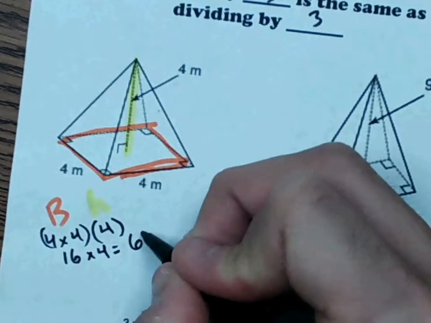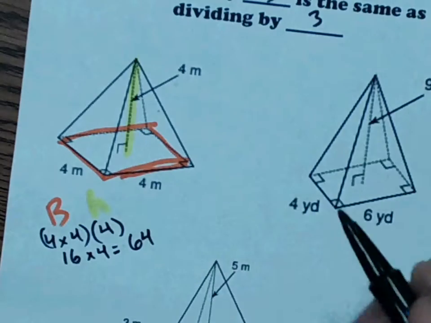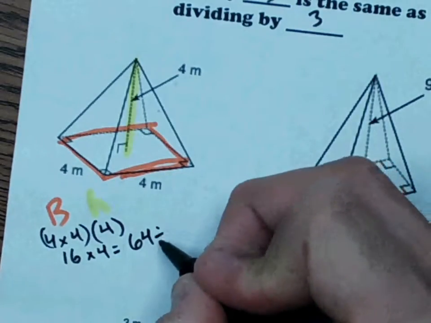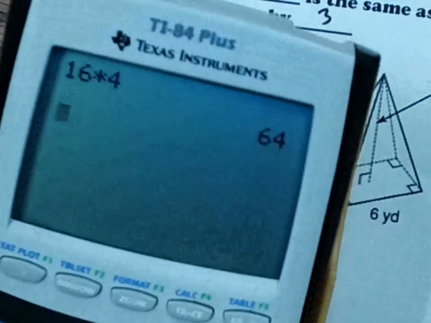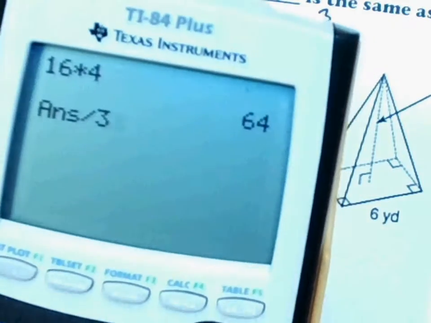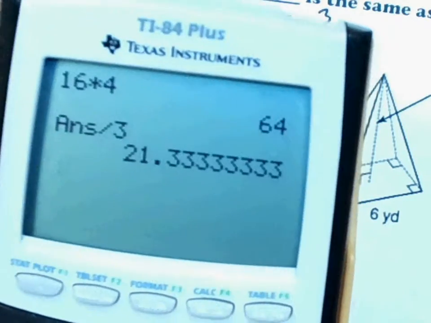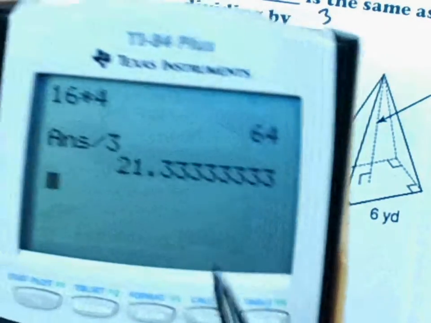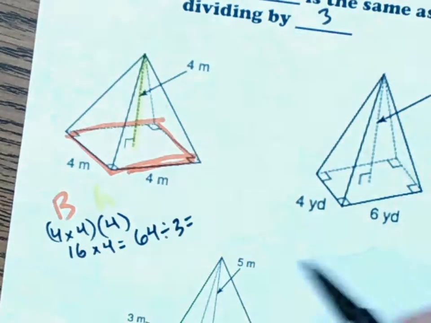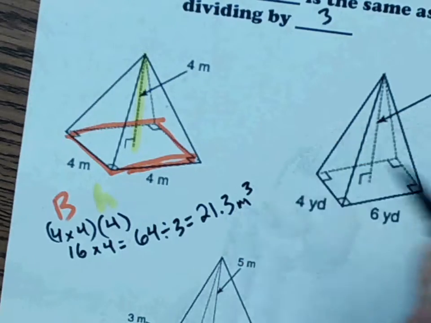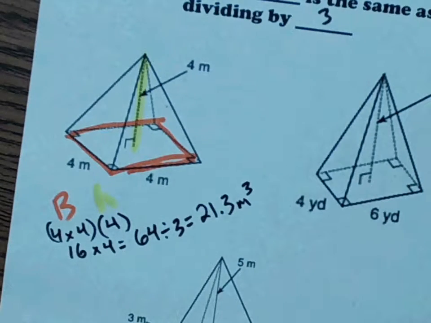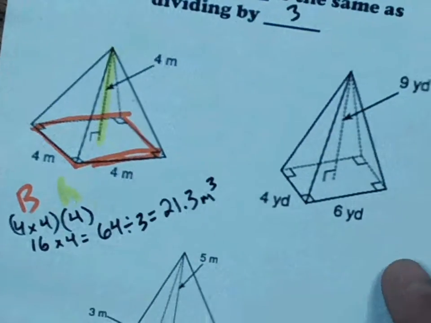However, you have to remember that we still have to multiply by 1/3 or divide by 3. So let's do that. So the actual volume of this pyramid, and let's just round to the nearest tenth, is 21.3 meters cubed. Or it's cubic units since we're talking about volume. Alright, let's go to the next one.